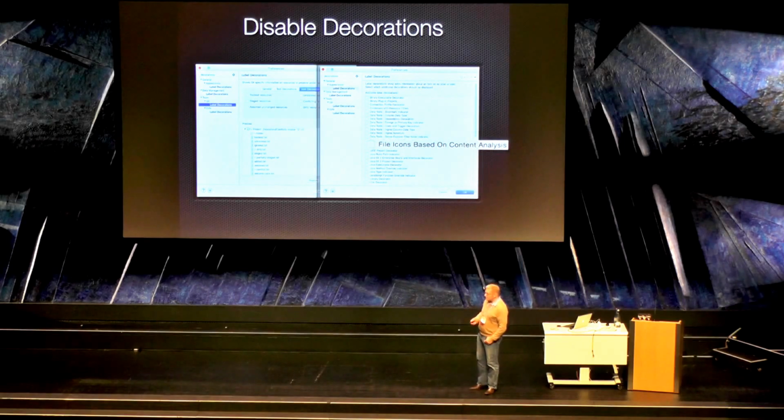Here's one interesting decorator which does file icons based on content analysis. What does it do? What do you expect? It has to read and scan the files to actually compute if there should be an icon. I don't care.